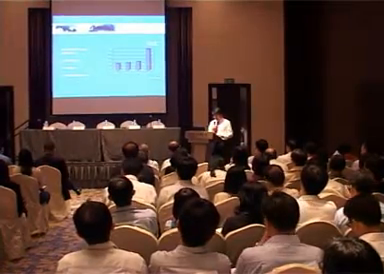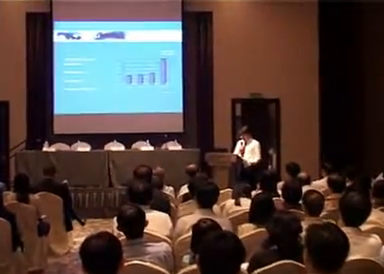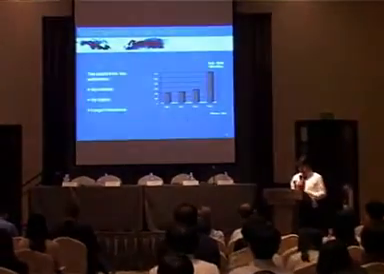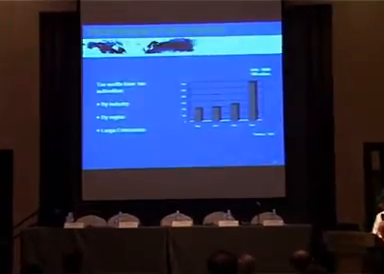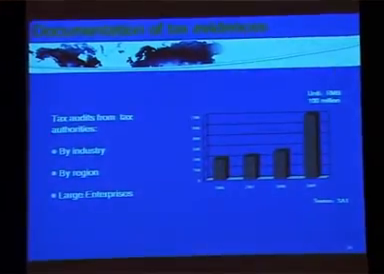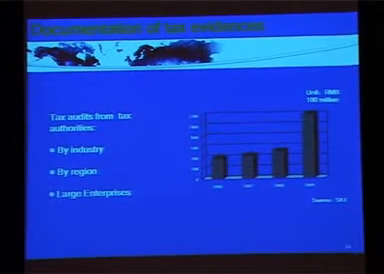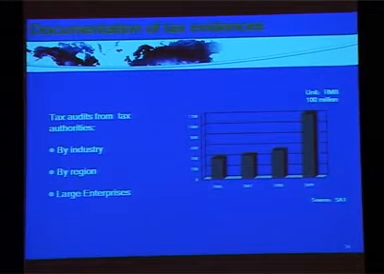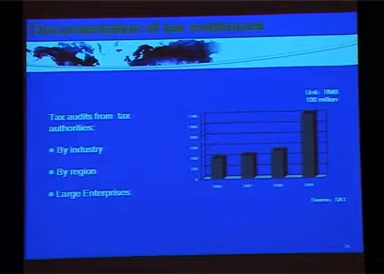This graph indicates the amount of tax collected from the tax audit by the tax authorities. The tax audits are usually carried out by industry, by region. Also, they tend to choose large enterprises as the tax audit target.